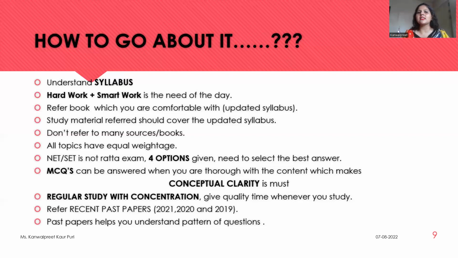Okay, you are going to any classes, you can refer those books, but make sure you are following the updated syllabus as the syllabus was revised in the year 2009. Study material you refer should cover the updated syllabus. Don't refer to many sources and many books because it creates a mess.